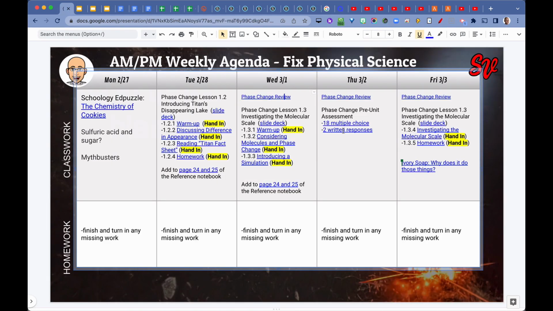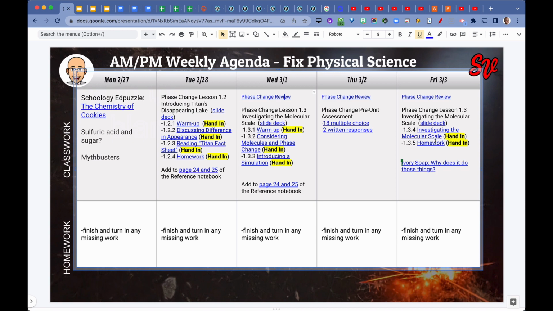We then did a pre-unit assessment with 18 multiple choice questions, 2 written responses. It's just to see what students' understanding of these concepts are at this moment in time. It's not for a grade. So we can see how their understanding has changed throughout the unit.